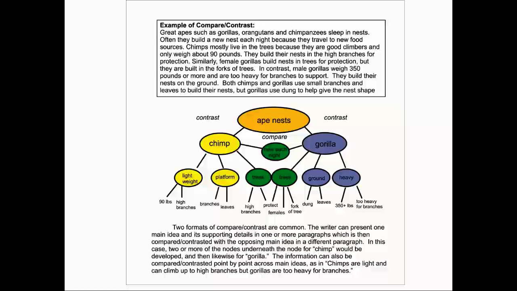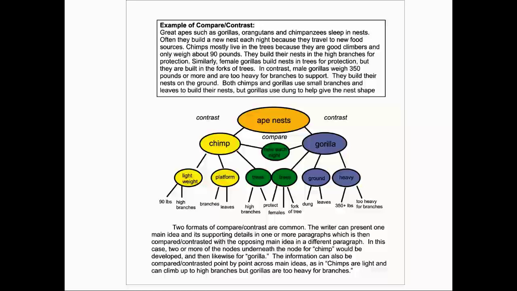Here's one of my favorites to work with kids on this level. Great apes such as gorillas, orangutans, and chimpanzees sleep in nests. They often build a nest each night because they travel to new food sources. Chimps mostly live in the trees because they are good climbers and only weigh 90 pounds. They build their nests in high branches for protection. Similarly, female gorillas build nests in trees for protection, but they are built in the forks of trees.